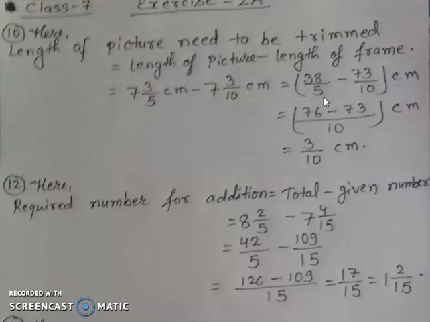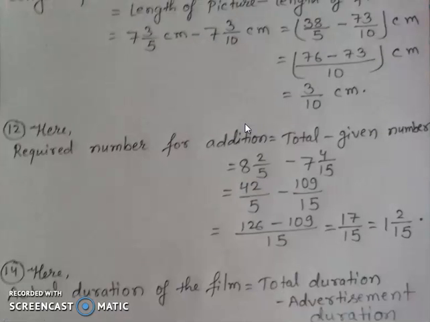I had changed it into an improper fraction from the mixed fraction. 7 5s are 35 and 3 is 38 by 5. In the same way, 7 10s are 70 and 3 is 73 by 10. Then I had taken the LCM of 5 and 10, that is 10. And when 10 is divided by 5, it is 2. 2 into 38 is 76. In the same way, 10 divided by 10 is 1. And 1 into 73 is 73. In the middle there was minus, so minus. So 76 minus 73 is 3. So 3 by 10 centimeter.